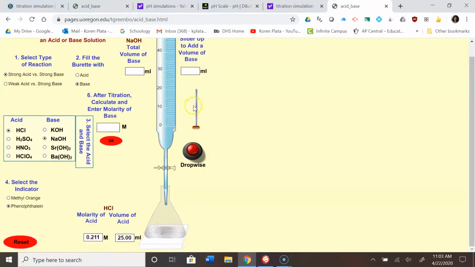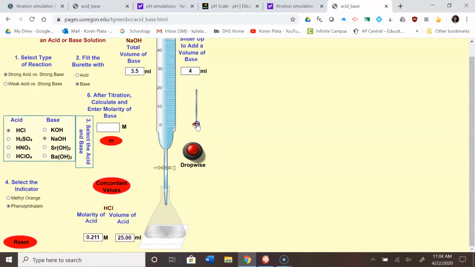What I'm going to do is I have filled this burette up with base. So I'm going to slowly add base to this until I know that the neutralization has finished. Now, phenolphthalein is an indicator that will change from colorless in acid solution to pink in basic solution. So I'm going to slowly add sodium hydroxide. I'm going to start by sliding this up and adding it a milliliter at a time. So notice I have 25 mLs of acid in a 0.211 molar solution.